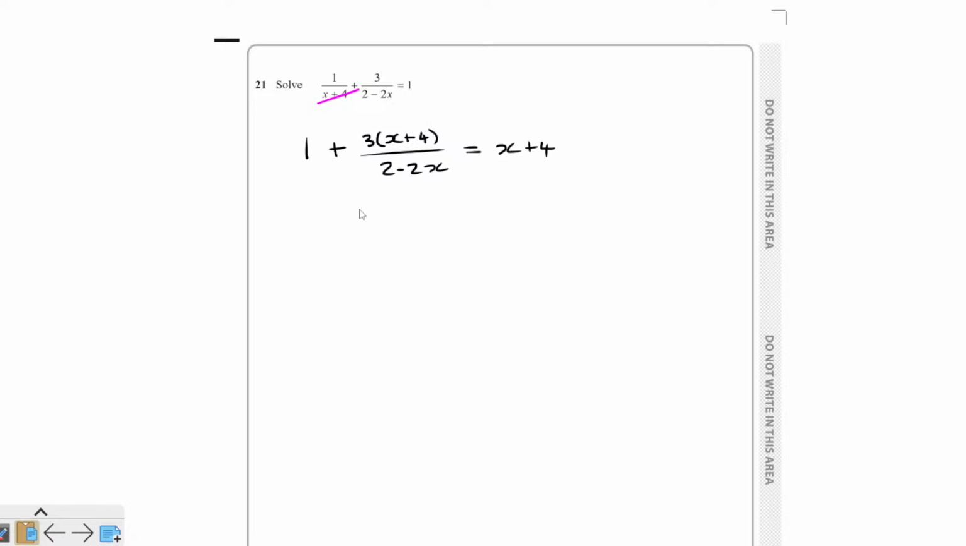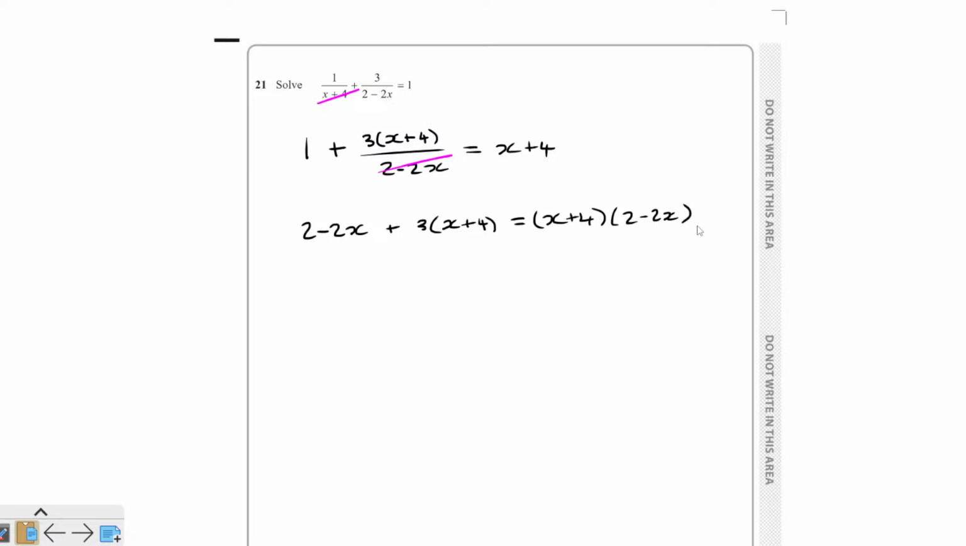4. Then I would do the same with the 2 minus 2x. So obviously I have to multiply this 1 because that's a separate term, so that would be 2 minus 2x. In terms of this fraction, it would just cancel out the denominator, that's the whole point. So we're left with 3 brackets x plus 4. And then on the other side, it's double brackets, isn't it? X plus 4, 2 minus 2x. So I've got rid of the fractions.